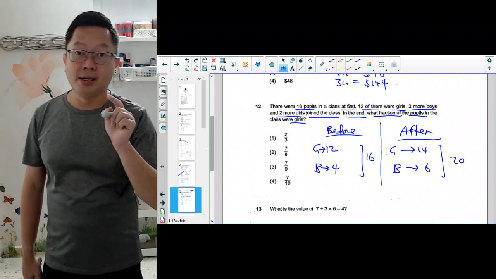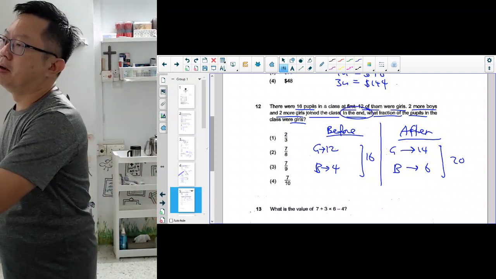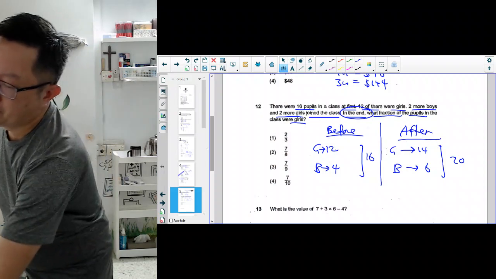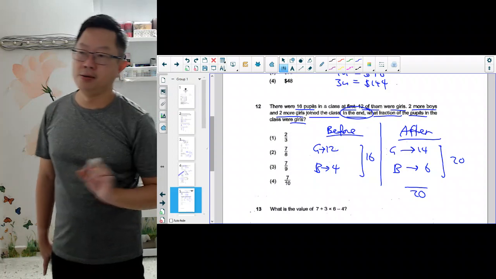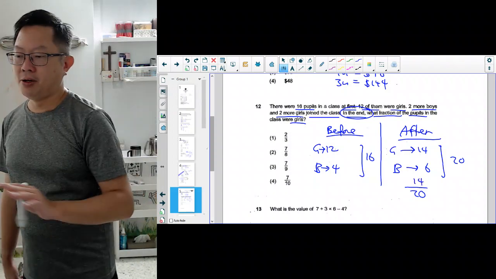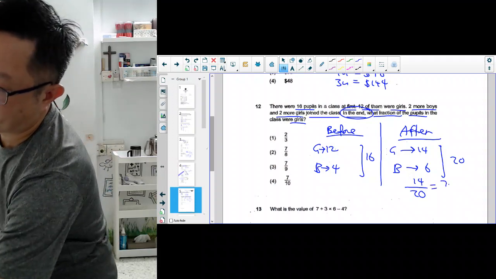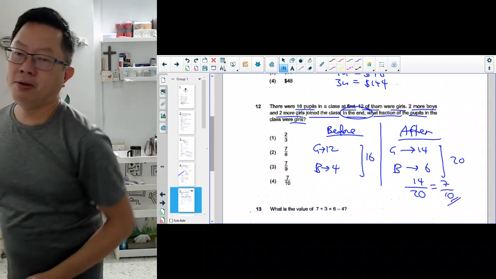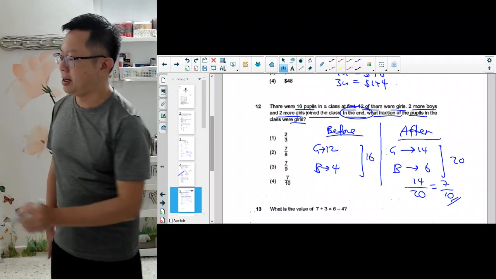You are looking at the after because you are talking about in the end. So you need to look at the after. What fraction of the pupils, which is altogether 20, were girls? Then you look at the number there. There were 14 girls in the end. So 14 over 20. Then in simplest form, divide by 2, and then divide by 2. So 7 over 10 of the pupils in the class were girls in the end. So your answer is number 4.